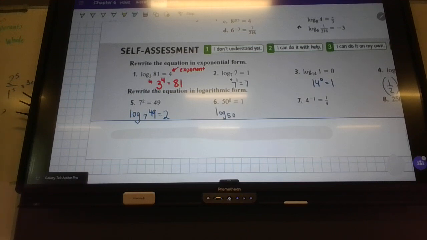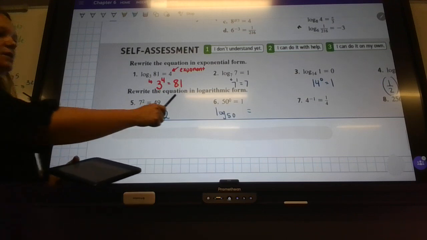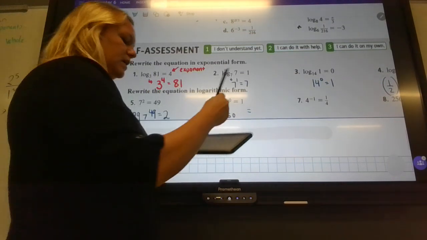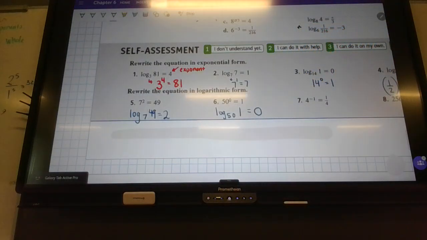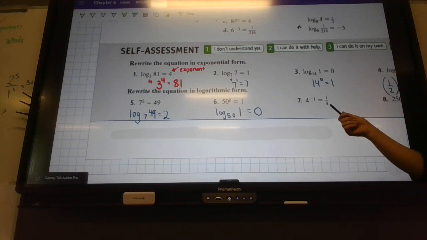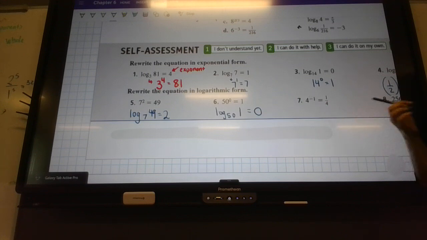Log base 5. I know that the exponent's the answer, so I'm going to throw the 0 out to the right there. And I got a 1 in the argument column. You're welcome. And this is true: 4 to the negative 1 is 1/4, because that negative will make that fraction.